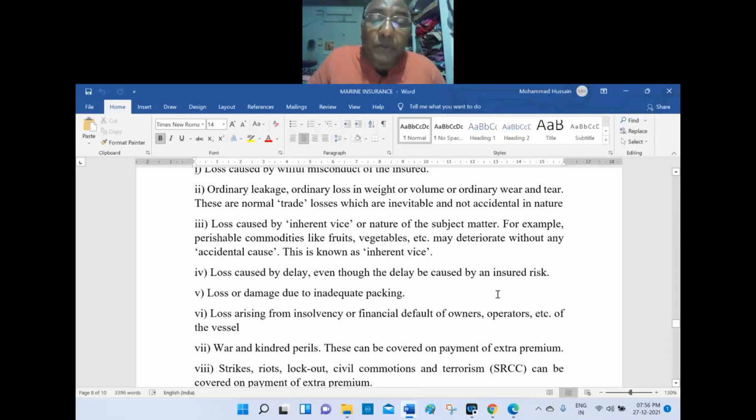Then loss or damage due to inadequate packing. If your packing is not good, then you cannot claim it anyway. Hence, you have to make the packing waterproof. Leak proof, you have to make it. Then it will be quite good.